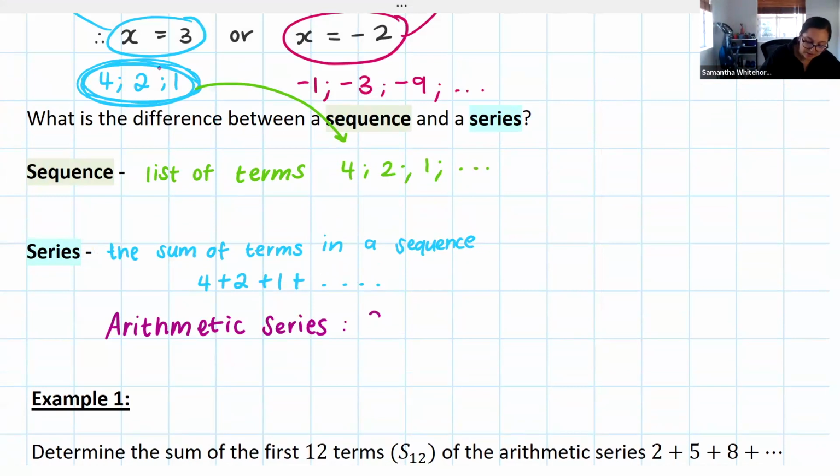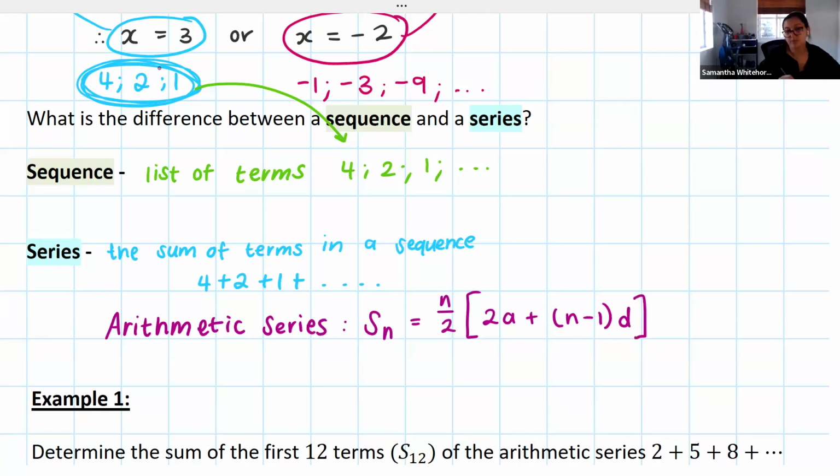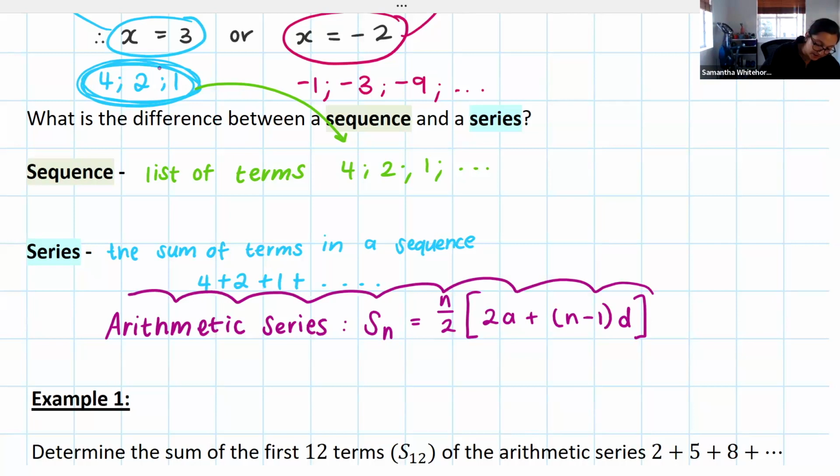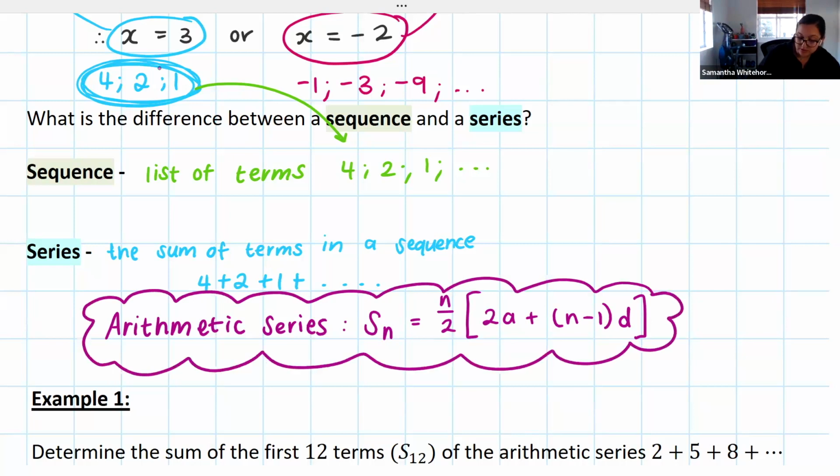And that formula is S of n is equal to n over 2, open bracket, 2a plus n minus 1 times d. Now this is on your formula sheet. You don't have to learn this off by heart. And again, that formula sheet is on the Google Classroom with a detailed breakdown of each section. But this is the formula that's really important for today and arithmetic series.